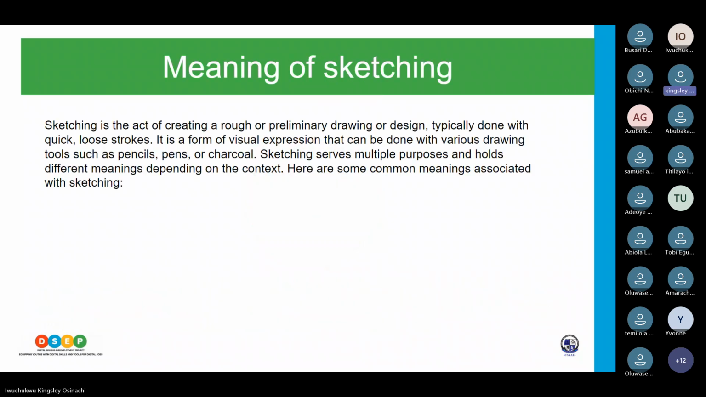So after elements and principles, next thing I'd like us to look at is sketching. We all know what sketching is, right? Sketching is the art of creating a rough or preliminary drawing or design, often done with quick, loose strokes. It is a form of visual expression that can be done with various drawing tools such as pencils, pen, or charcoal. Sketching serves multiple purposes and holds different meanings depending on the context. There are some common meanings associated with sketching.